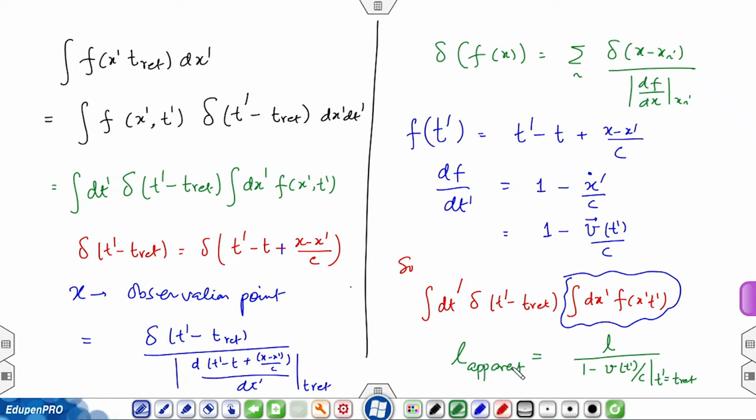So, we have done a trick where I calculate the integral of the f function for a given t', and then the rest of the complication of how t' and t retarded and everything comes into the picture is taken into the delta function. Now, I am going to do exactly the same thing for the charge distributions.